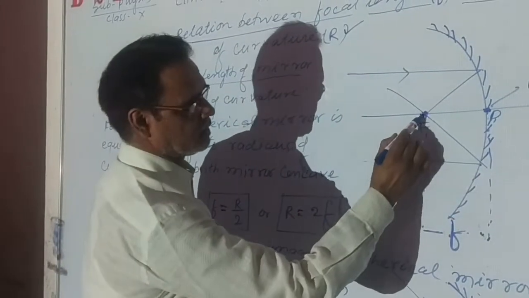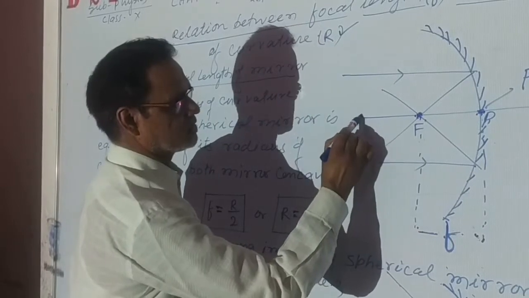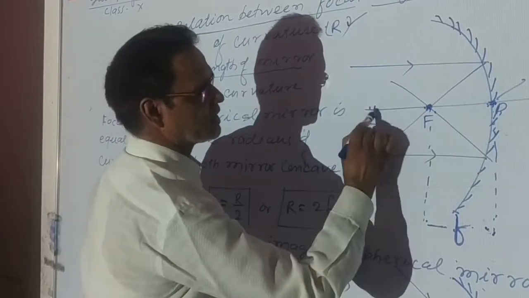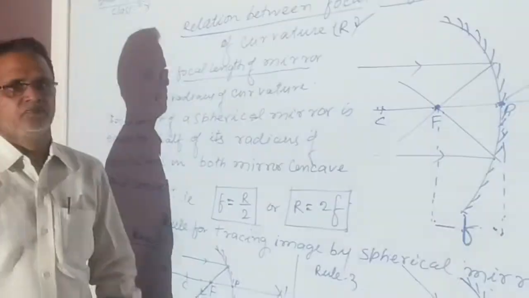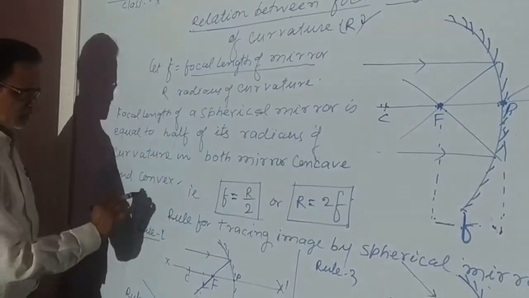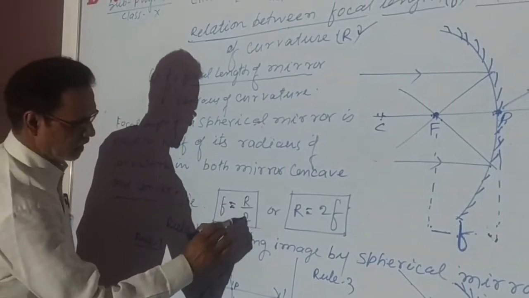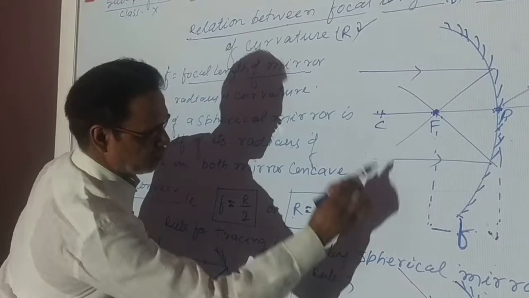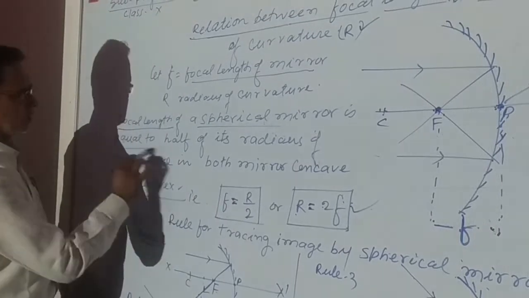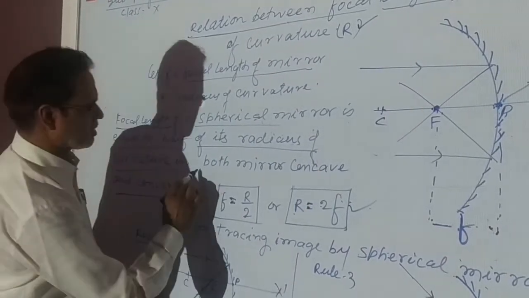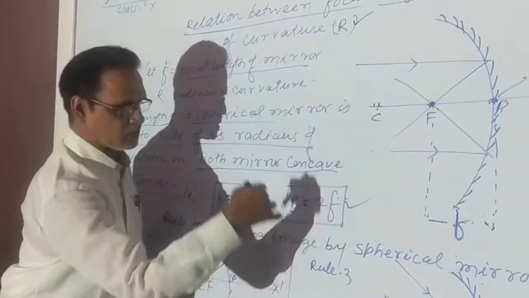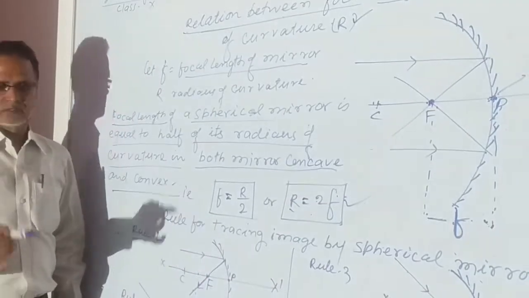This is the focal length, P and F, and this is the radius of curvature, this one C, PC. So radius of curvature is just twice of the focal length, and focal length is half of the radius of curvature. In this way, the relation is F is equal to R by 2, or R is equal to 2F. This is the relation: focal length of a spherical mirror is equal to half of its radius of curvature for both mirrors, concave and convex, and radius of curvature is twice of its focal length. Right?